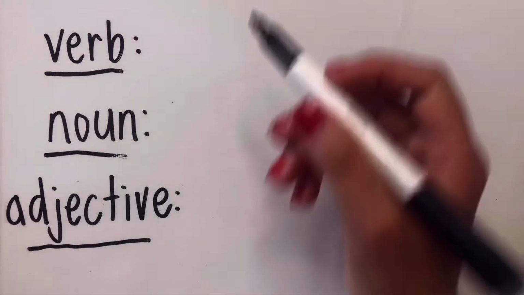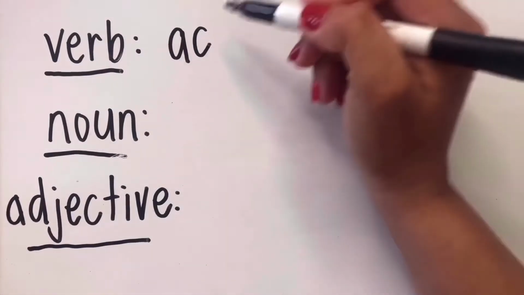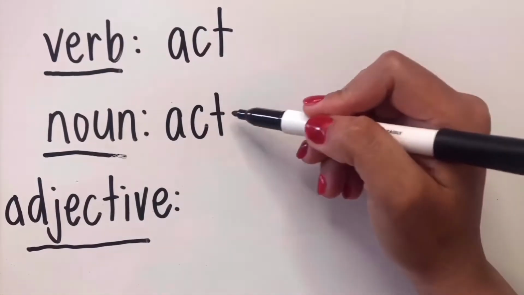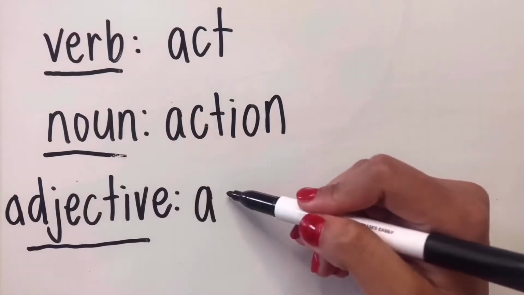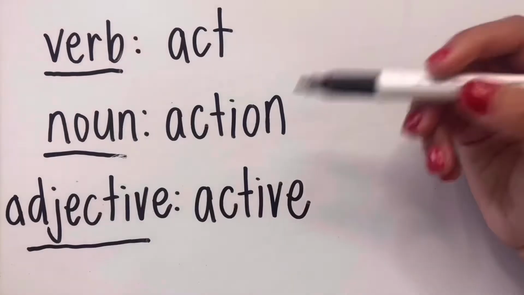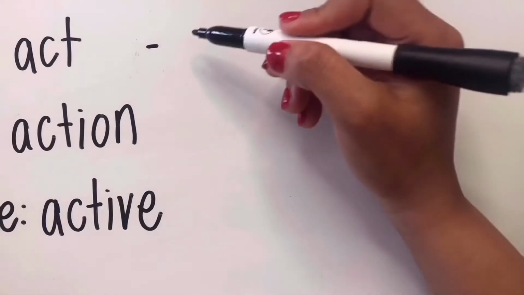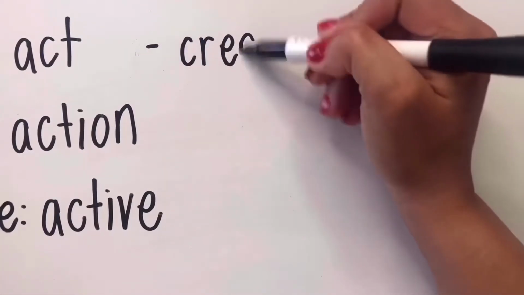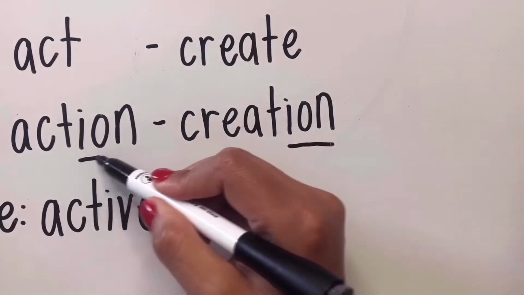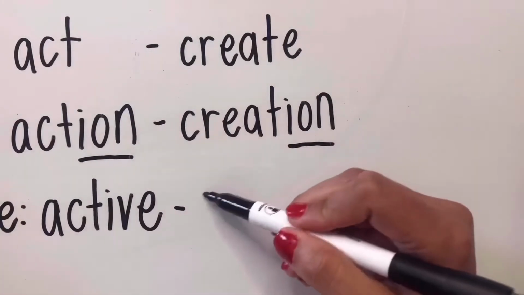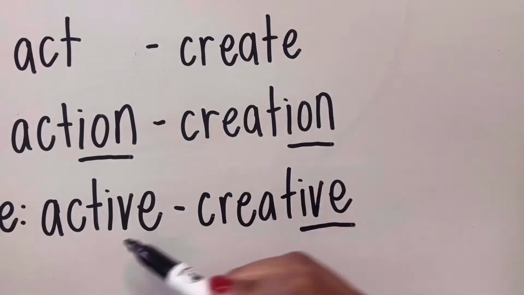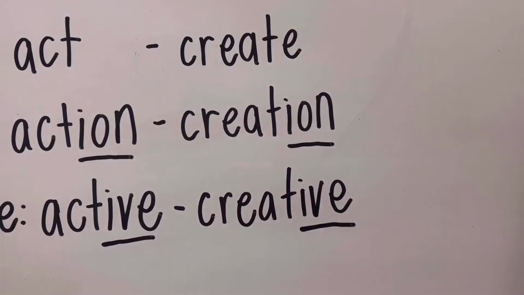So let's start with a verb. I can act. The noun would be action. Adjective is to describe someone or something. You can say active. Another example is I can create. I made a creation. ION or TION gives you a clue. And I am someone that is creative. And notice the IVE at the end, and the IVE tells you it is an adjective.